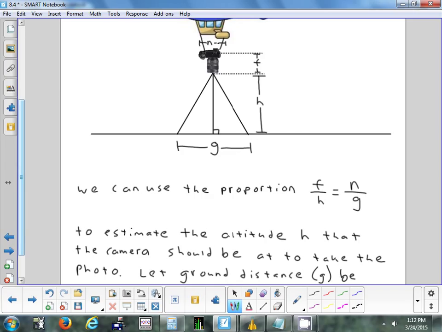Okay? So you can use this proportion to estimate the altitude. And hopefully, if they're making up a real problem in our book, that should really work. If you could take a couple of measurements on the camera and then measure the distance on the ground in a photo, you could estimate how high up the camera was when it took the picture. It should actually work.